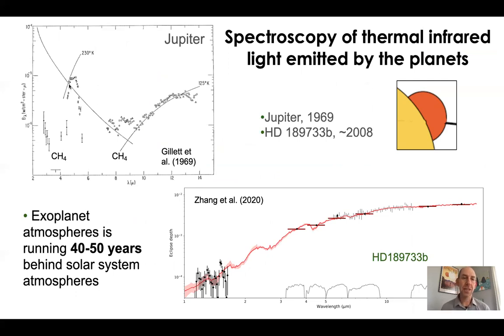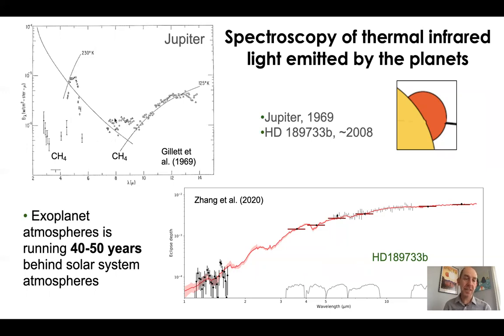This is a plot I really like on the upper left from Gillette et al. in 1969. This is the first mid-infrared spectrum of Jupiter ever taken, from 3 to 15 microns. This is log of the flux on the y-axis. You can see absorption due to methane. You can see that Jupiter is not at all like a black body. It's extremely bright at 5 microns, orders of magnitude brighter than in other wavelengths.